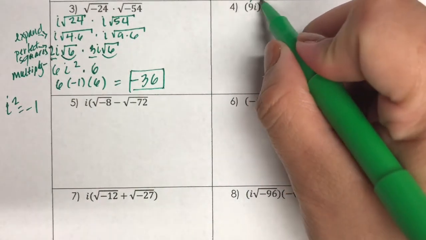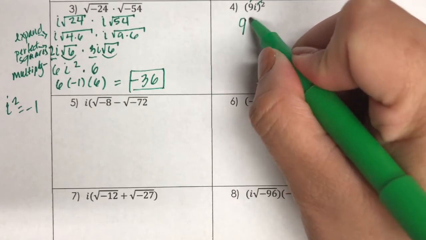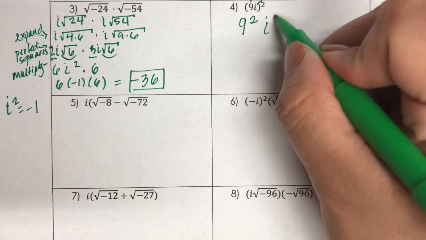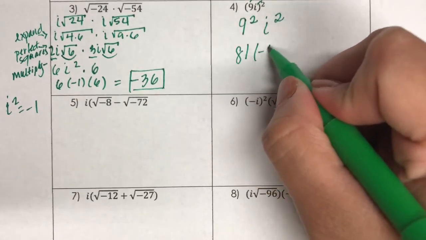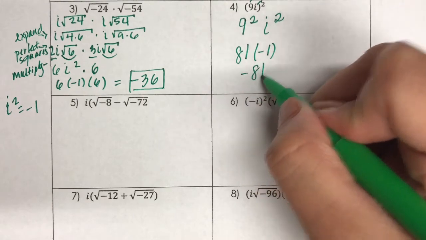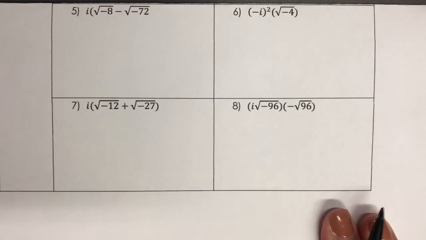We're going to distribute the exponent. So I now have 9 squared times i squared. 81 times negative 1, negative 81. Alright, let's go ahead and look at number 5.